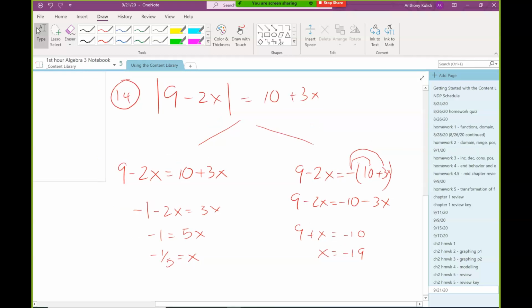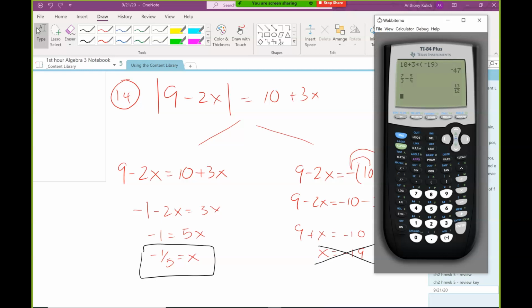And if memory serves, this one is definitely extraneous. And I think the other one works, though. Let's just check that with our calculator real quick. So all I'm going to do to check this on my calculator is I'm going to just plug in to the left-hand side and then to the right-hand side separately and see if I get the same value each time. So to get the absolute value symbols, I press the math button and I go over to the number menu and I'm going to select ABS.